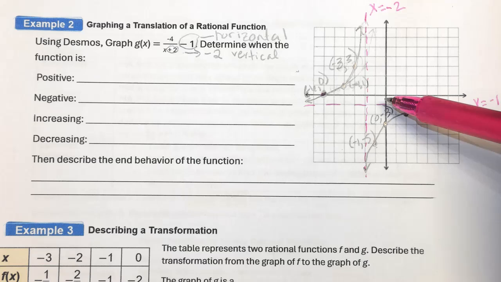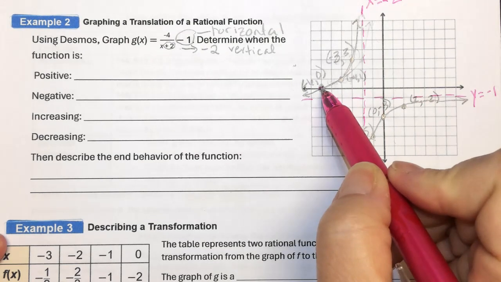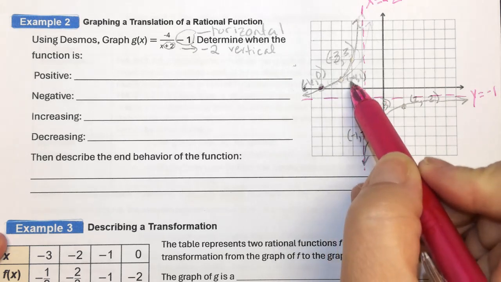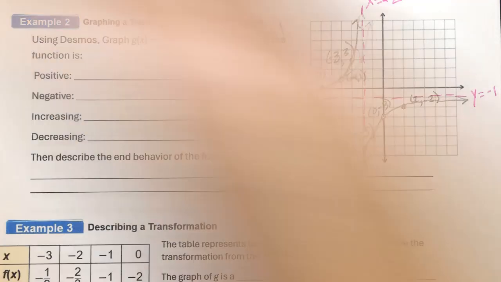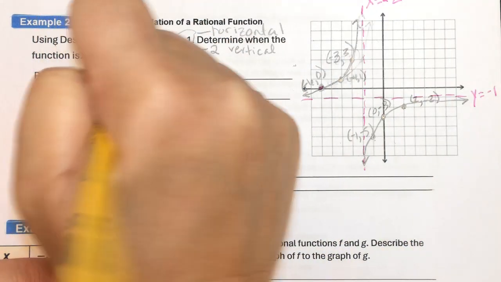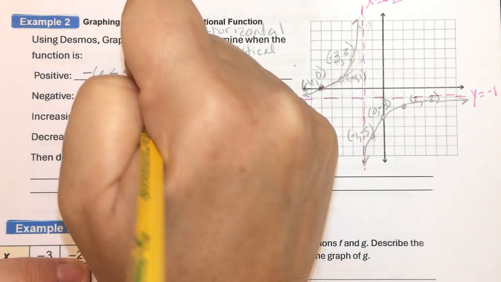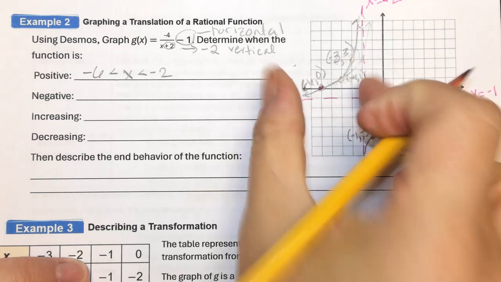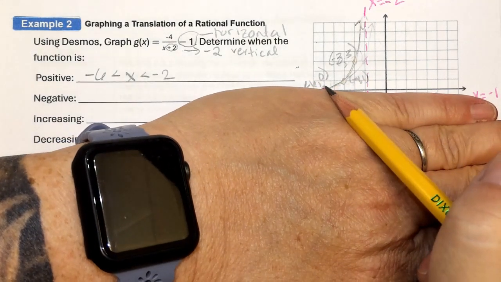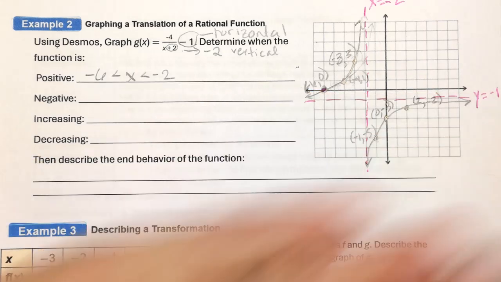So our function is positive when x is between -6 and -2. So right here, it's above the x-axis. So we would say when x is between -6 and -2. So it's between this part. Remember, we're looking at what is just above the x-axis. So if we look at it, our -6 to our -2.